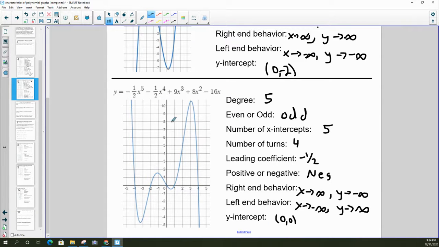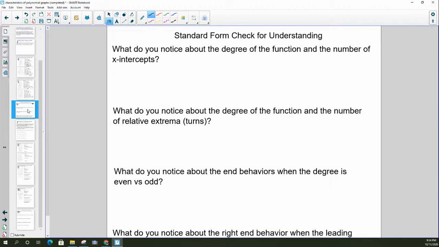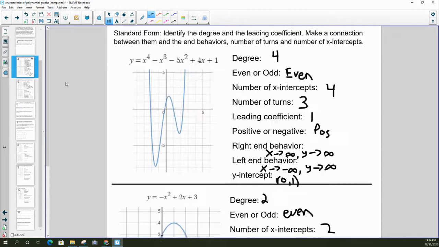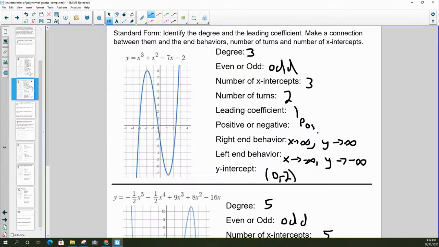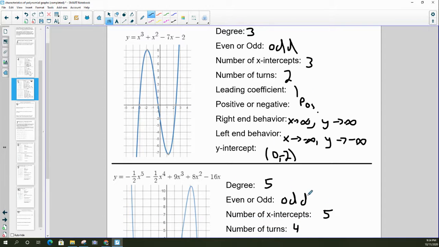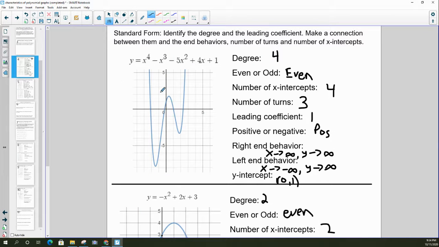All right, so now let's see if we can make all these connections here. I've got some questions here. We'll look back at the slides if we have to. What do you notice about the degree of the function and the number of x-intercepts? So the degree was 4, the number of x-intercepts was 4. The degree was 2, the number of x-intercepts was 2. The degree is 3, number of x-intercepts 3. The degree is 5, number of x-intercepts 5. It matches, okay? But what if I shifted this graph down?